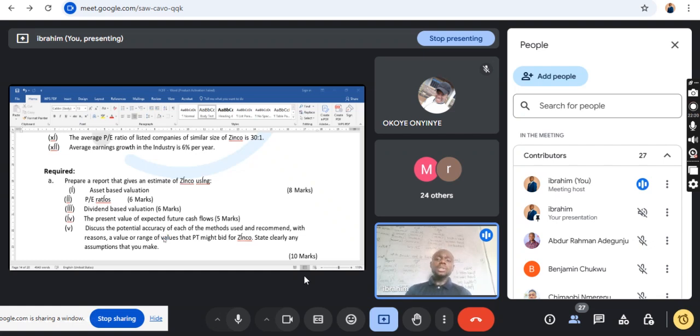Next, discuss the potential accuracy of each of the methods used and recommend with reasons a value or range of values that PT might bid for Zinco. It means that PT wants to bid. That's why I say valuation of a business is all about we want to buy, we want to sell. So you need to determine the value or the range that PT will bid for Zinco. You will evaluate it based on what they have, and then submit the bid to Zinco.